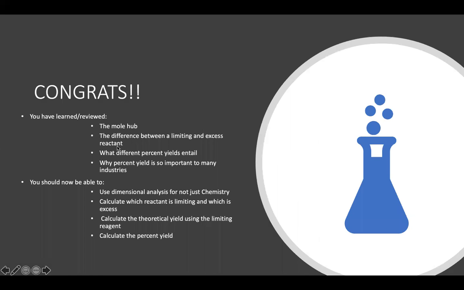Now you have reached the end of the tutorial. Congratulations! We covered Module 1, specifically its components of yield, and now you should be able to calculate theoretical and percent yield, as well as the limiting reagent, and you should know why yield is so important to the economy of industries and much more.